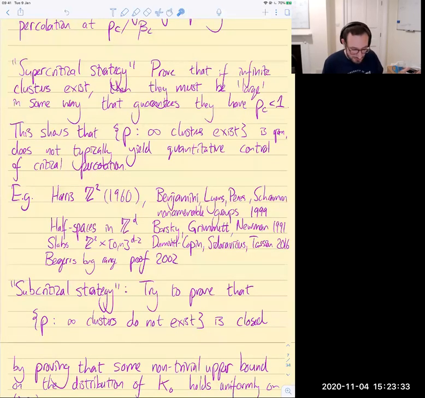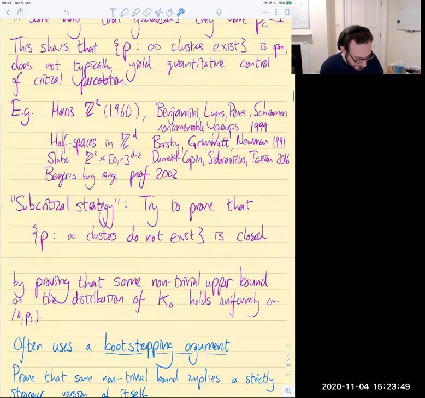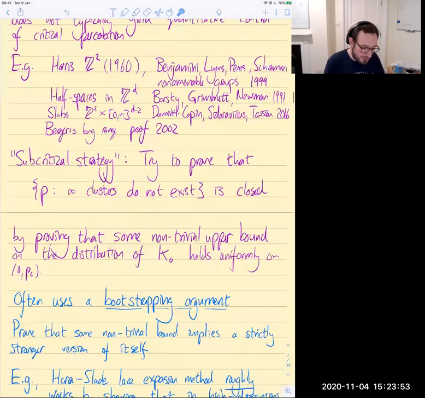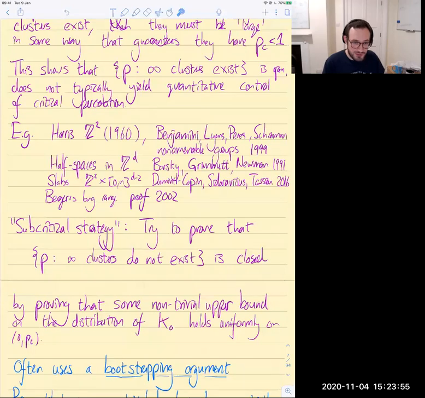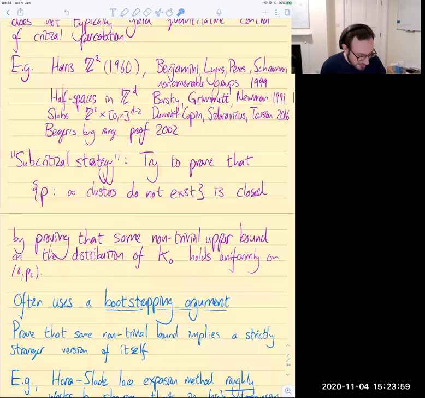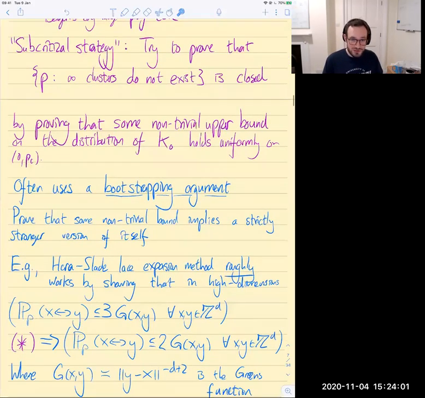I'd say most proofs of graphs having continuous phase transitions are of this kind, and this is certainly the most popular approach that I know of to trying to solve the open problems about Z3 and things like that. Berger's original proof of this long-range theorem certainly falls into this. And on the other hand, there's the subcritical strategy.